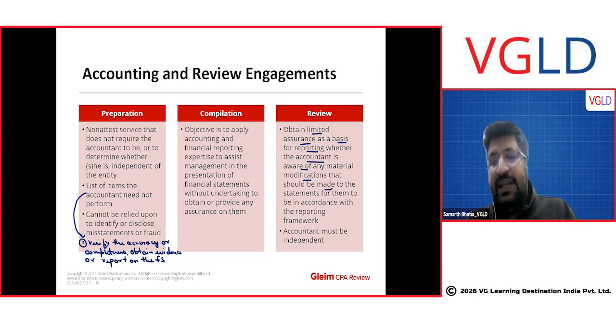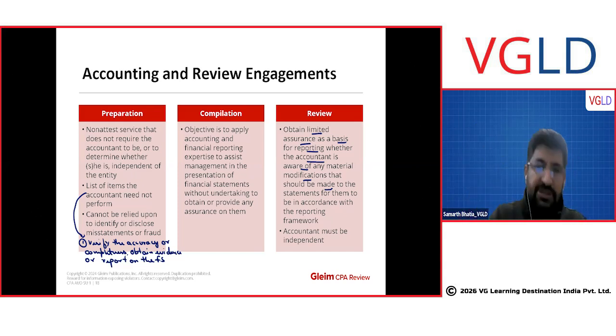So they are providing negative assurance, and in the review report they will write that based on our review, we are not aware of any material modification that should be made to the financial statements. They have to just tell management whether any material modifications will be needed in the financials or not. If any material modification is needed, in the conclusion they clearly specify this is the area where material modifications are needed.